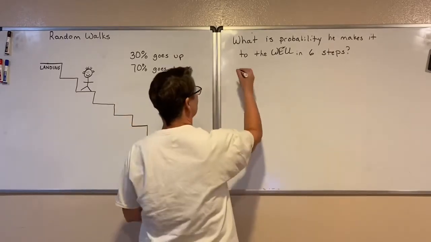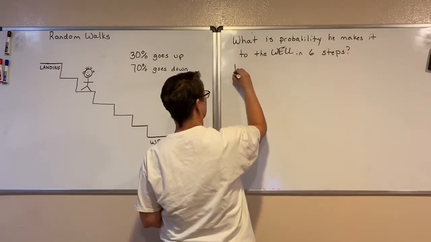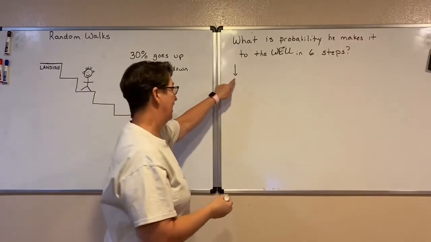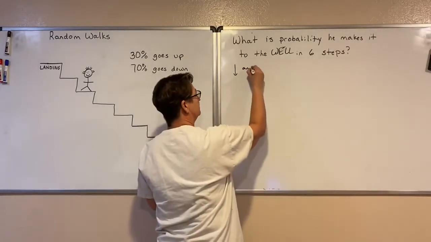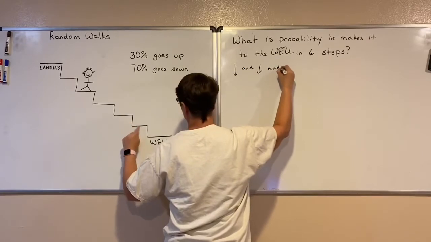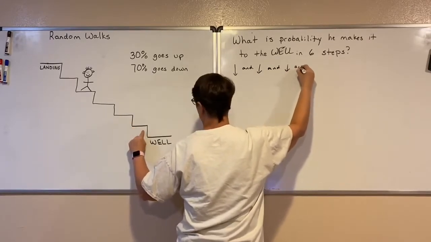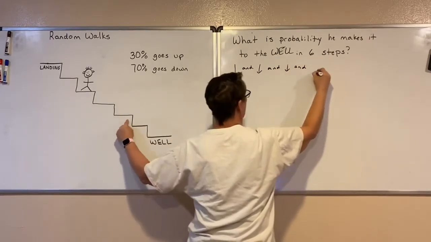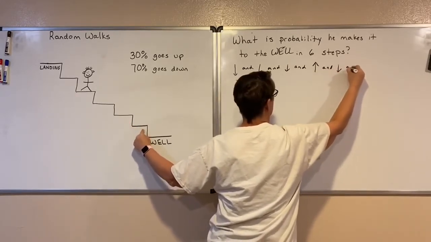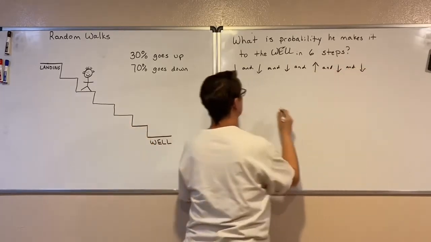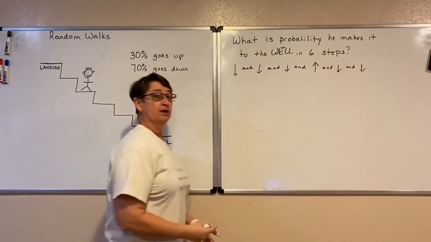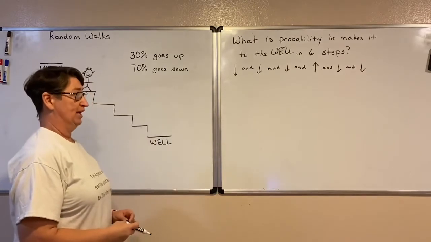So one way to do it is to go down, and down, and down, and up, and down, and down. I'm going to use symbols this time to tell me that down, but I'm going to write these are my words here. So down, and down, and down, and then he has to go back up, and down, and down. So let's make sure that's 6 steps. 1, 2, 3, 4, 5, 6. Now, is that the only way he can make it?